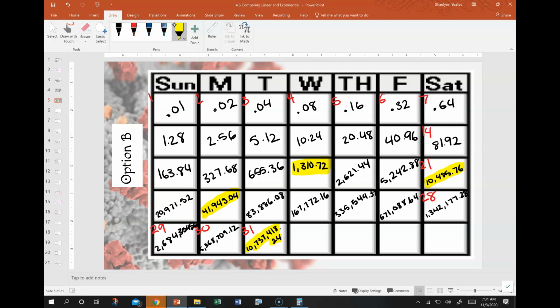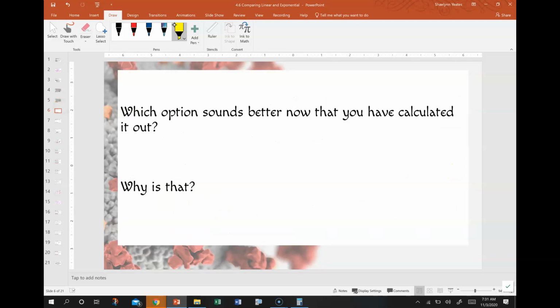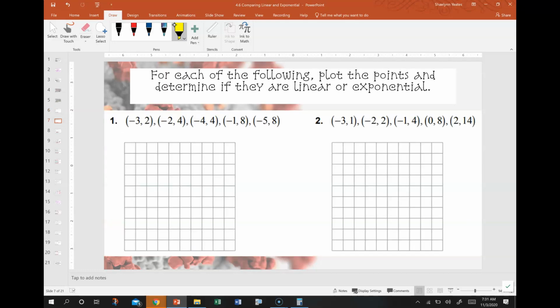Option A was linear. You earn the same amount every single day. Option B is considered exponential because we're multiplying by the same factor every single day. It's just 2. Our factor was 2. So now that we've calculated it out, which option sounds better? And why is that? These are questions you must ask yourself, my dear Padawan.